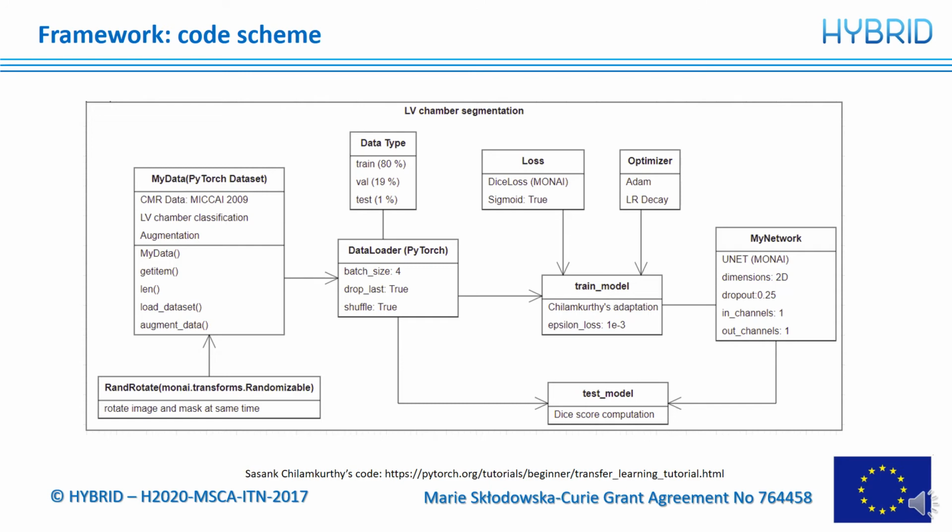All of these 4 objects, I feed to the train model function that is mostly similar to many implementations on the internet. Specifically, I adapted one from Curtis's code that is in the tutorial of the PyTorch website. And after the iterations, I feed the network and the DataLoader to a test model function where the score was computed.